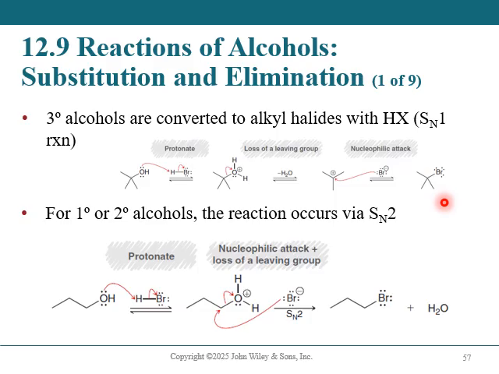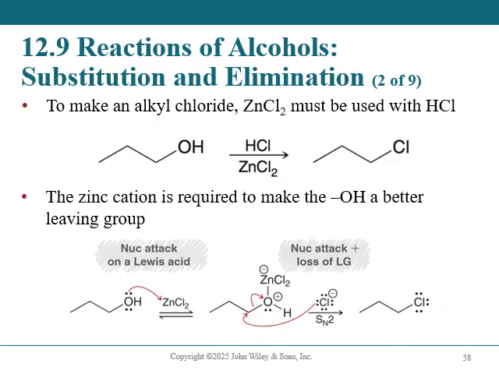For primary and secondary alcohols, instead of SN1, you get an SN2 type process, so one step concerted. That's pretty much it. To make an alkyl chloride, zinc chloride must be used with hydrochloric acid. The zinc cation is required to make the hydroxyl a better leaving group. So a lot of the reagents that you will see that don't really seem like they belong, usually they're there because they catalyze the process, they facilitate this reaction. In this case, the hydroxyl group is not a very good leaving group. Therefore, you need something to make it easier, either a protonation step or a step just like this one where you're adding that zinc chloride as part of the process.